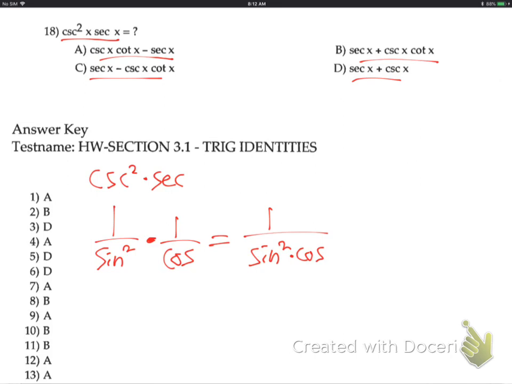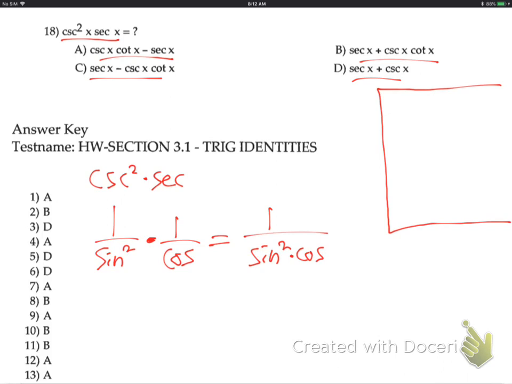Okay. Now, here's the really tricky step. Honestly, I didn't think of it. I had to work backwards to find it. But anyway, let me just show you. Here's the tricky step. How am I going to go from things multiplied to things added and subtracted? Well, you want to have available the Pythagorean identities.